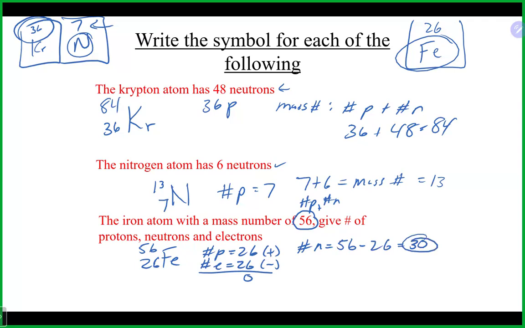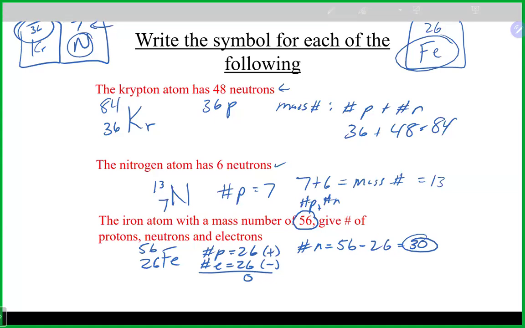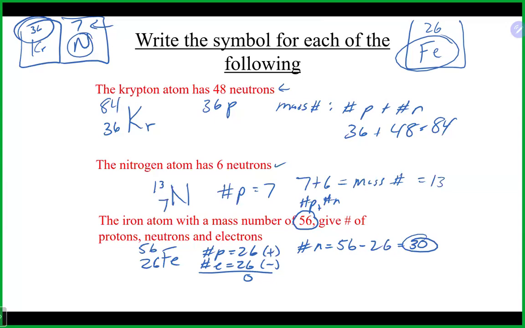Any questions on this one here? Questions on how to figure out mass number, atomic number, protons, electrons, or neutrons? All right, but while we're talking about this, let's talk about what would happen if we did have something with charges. What would change?